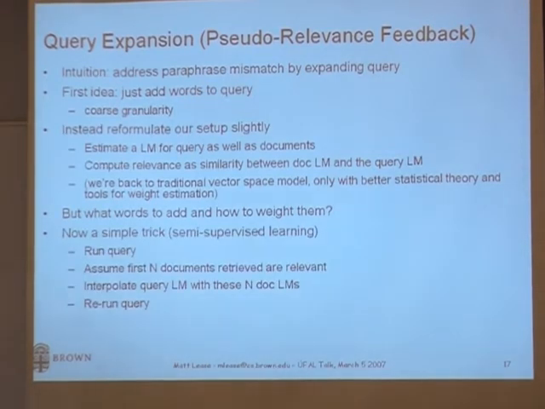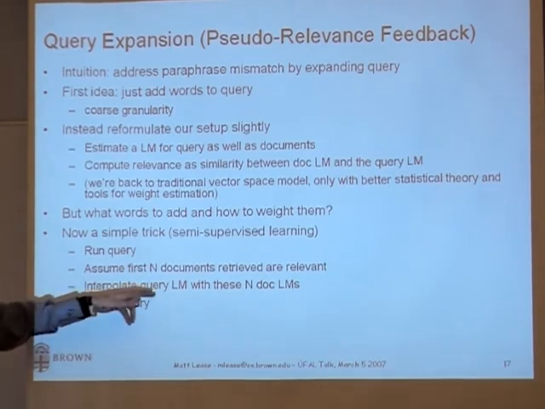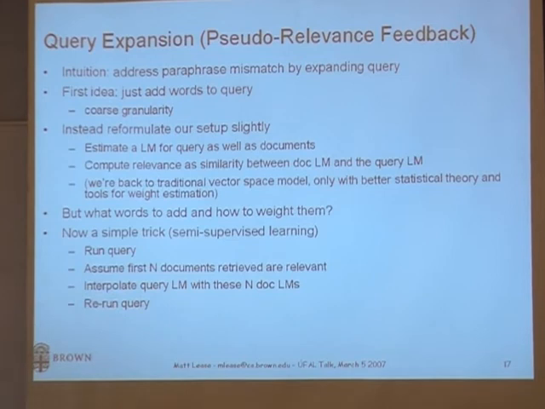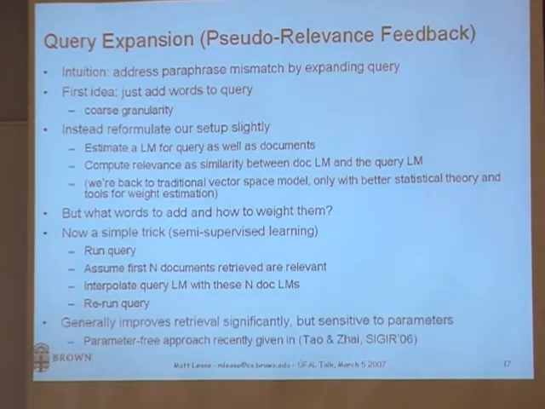Simple trick, and this comes from the broad family of semi-supervised learning. We're going to run the query, and we're going to assume that the first n documents our system brings back are actually relevant. We don't know they are, but we trust our system to be somewhat reliable, at least for the top couple of documents. We then interpolate the query language model with the language models for each of these top n documents and reissue the query. And this generally improves retrieval very significantly, enough that it really is viewed as a core technique.